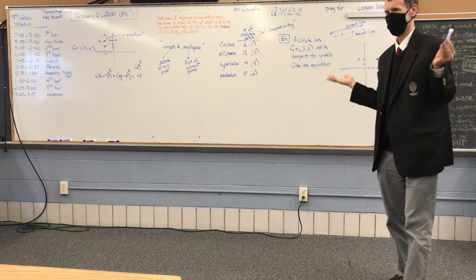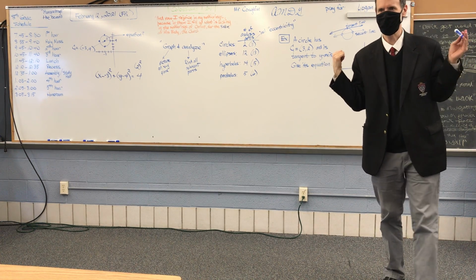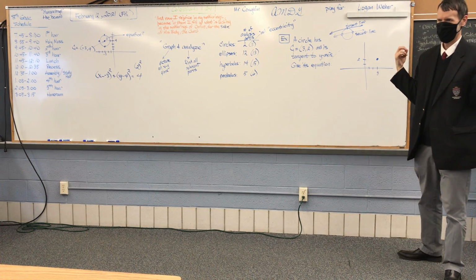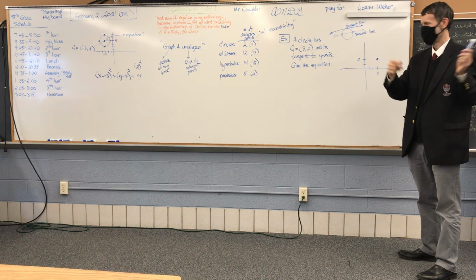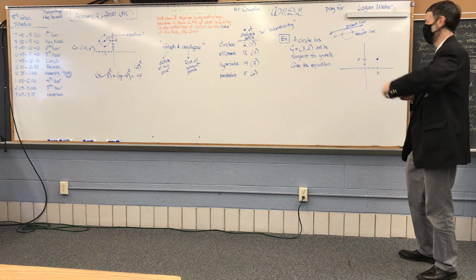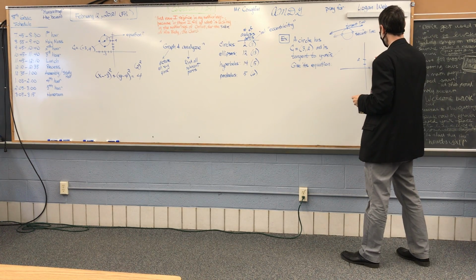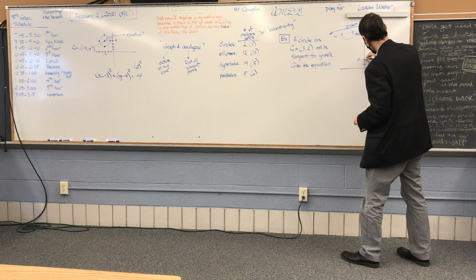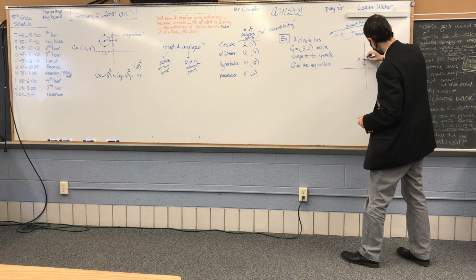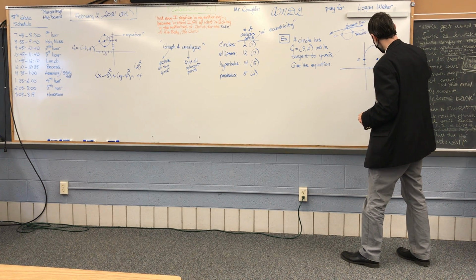Any idea whatsoever how you find the radius of this thing? There's a big hint in there, if you can see it. Y-axis? What about the y-axis? It's tangent to. Yeah, so in other words, it touches it how many times? Only once. It's going to hit here, which means it's going to look something like this.